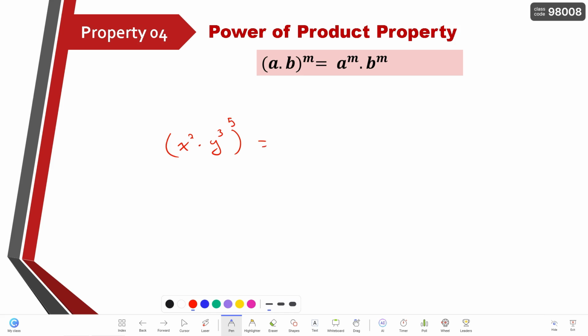What we have to do right now is simply say that the first part would be x squared raised to the power of 5, then times y cubed raised to the power of 5, and then we can find every single one separately. By applying the power of power rule here, it would be x raised to the power of 10 times y raised to the power of 15.